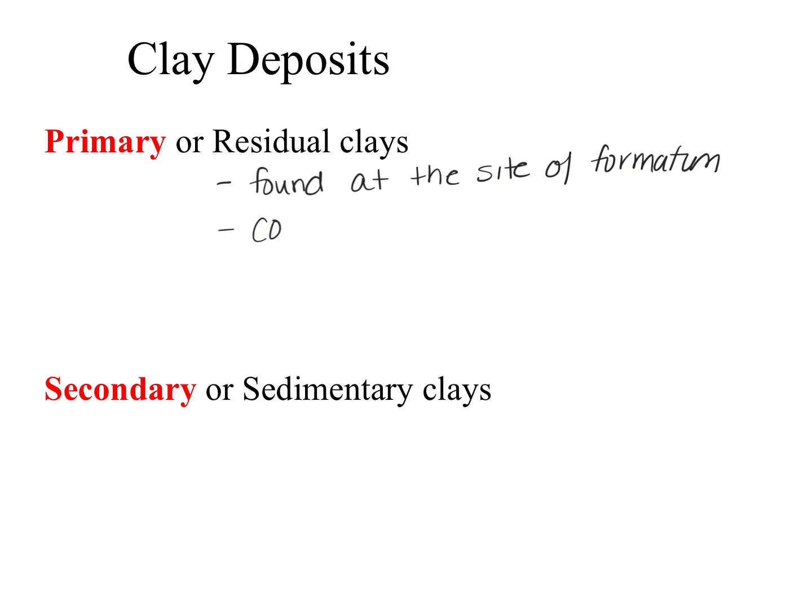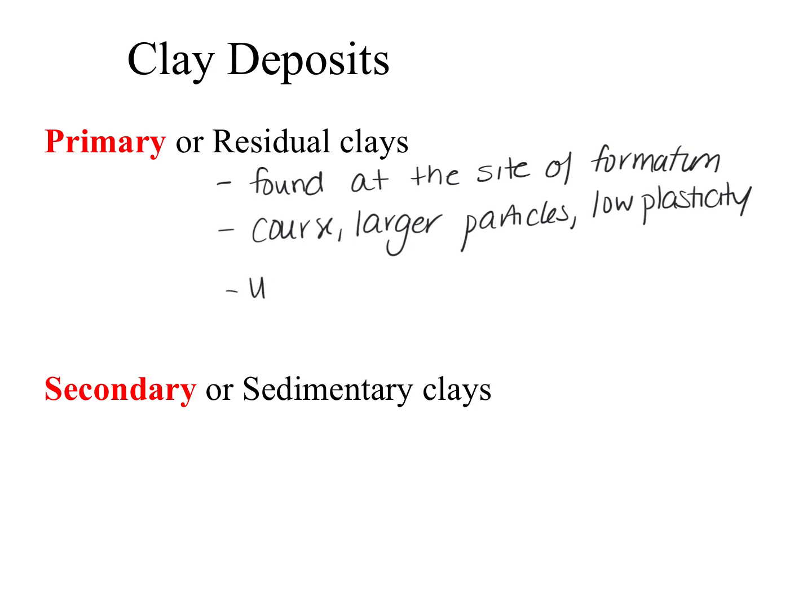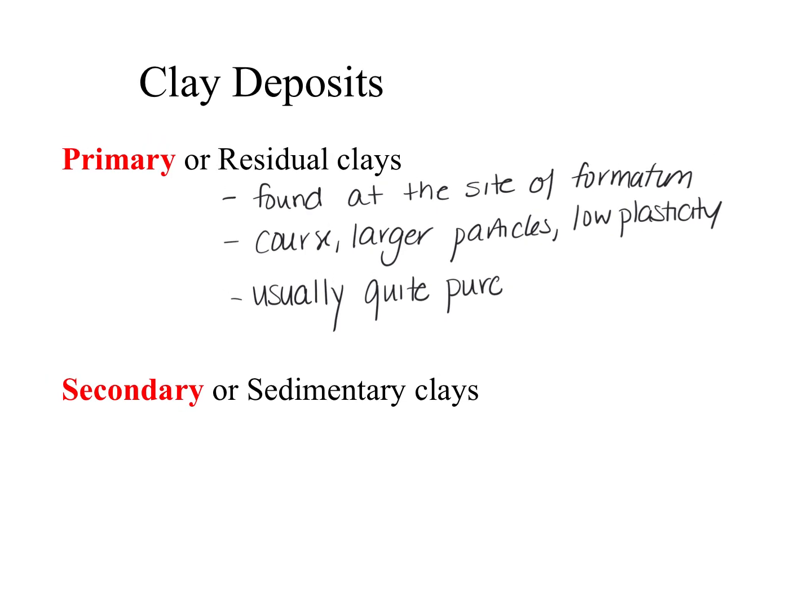And they are coarse, larger particles with a low plasticity. Right? And they're usually quite pure. Right? And so kaolin was one of those examples that we looked at.